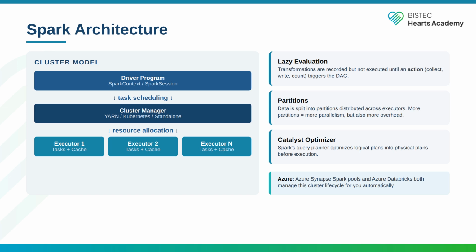Partitions are how Spark parallelizes work. Your data is split across partitions, and each partition is processed by 1 task on 1 executor. More partitions means more parallelism, but also more scheduling overhead. Finding the right balance is part of optimization. In Azure, both Databricks and Synapse Spark pools manage the cluster lifecycle automatically. You configure the pool size and Spark version, and the infrastructure handles executor provisioning.